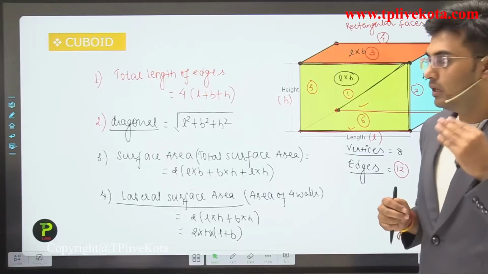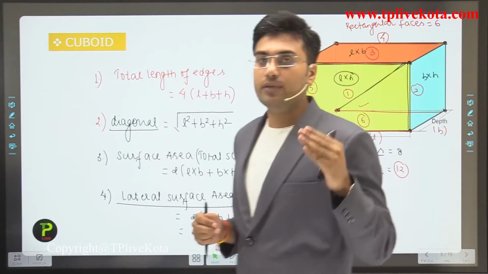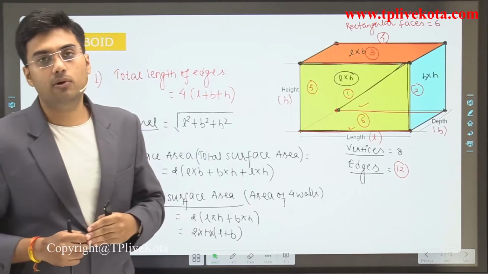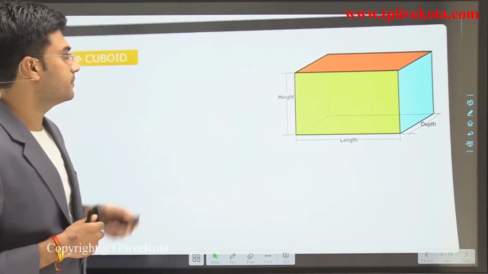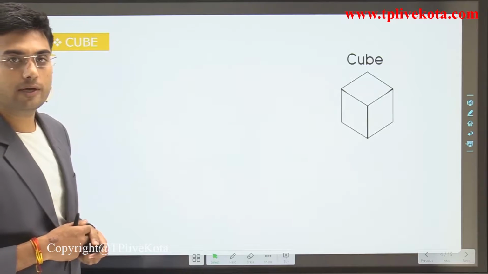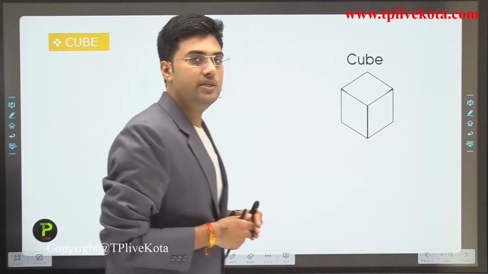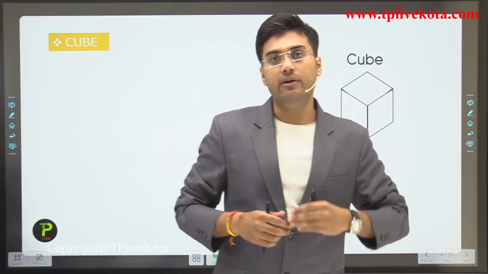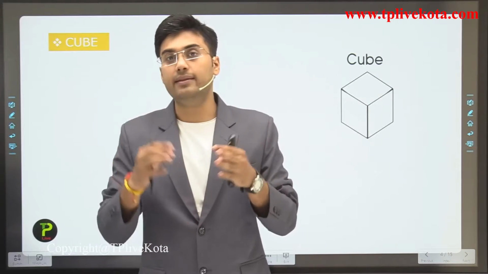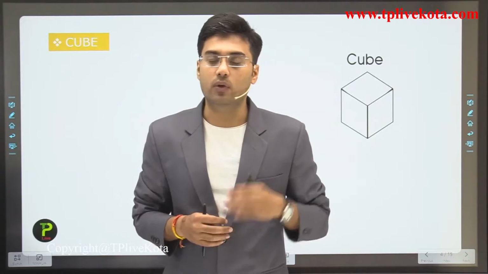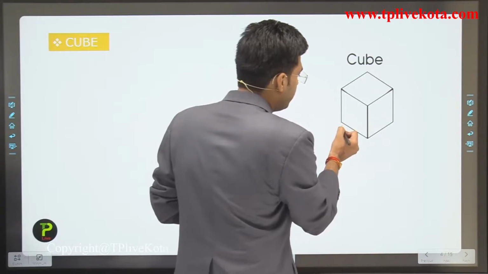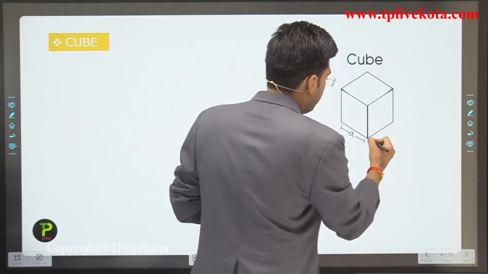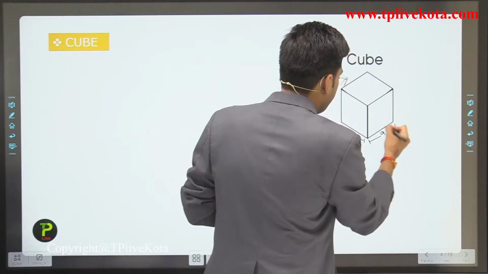Clear? Now students, after the cuboid, let's discuss the next figure. It is the cube. A cube is a cuboid which has length, breadth and height all equal, all dimensions are equal. So let all the dimensions be a units.